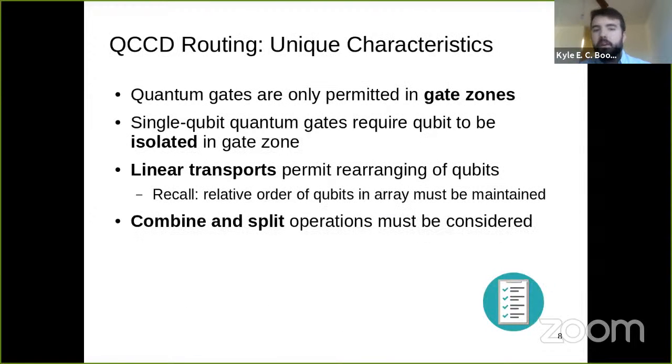In terms of unique characteristics in QCCD routing, once again, quantum gates are only permitted in gate zones. Single qubit quantum gates require the qubit to be isolated in the gate zone. We have these linear transports that we can use to rearrange the qubits. And then we also have this combine and split operation that has to be considered.